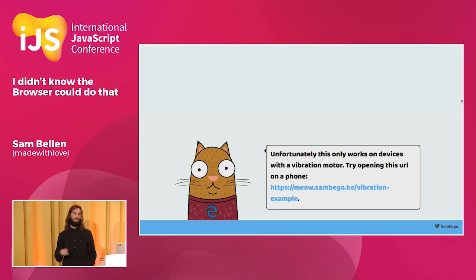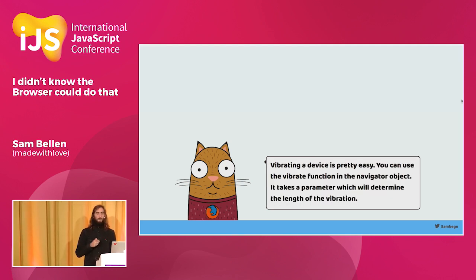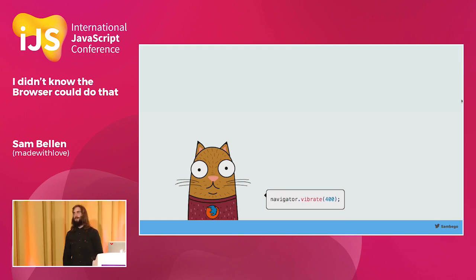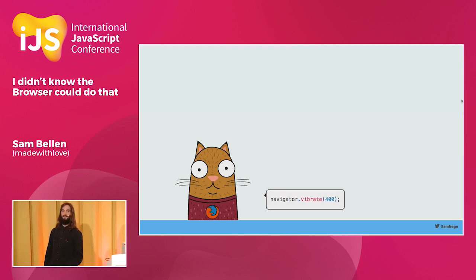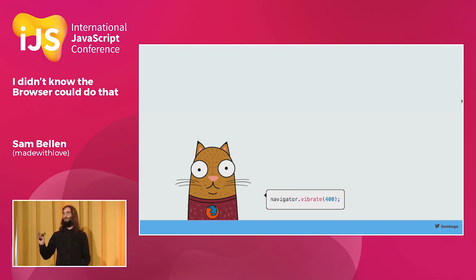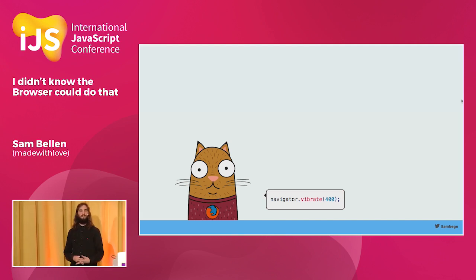I will share this later as well. But it's actually quite easy to make your browser vibrate. You just do navigator.vibrate, and then just say, I want you to vibrate for 400 milliseconds. That's it. So if you want to send a notification to your user, and you want to make it extra apparent that you have sent a notification, just make the device vibrate.